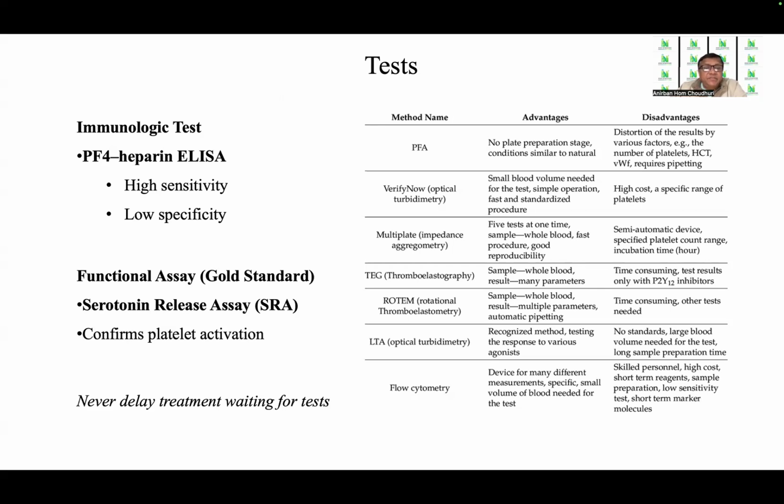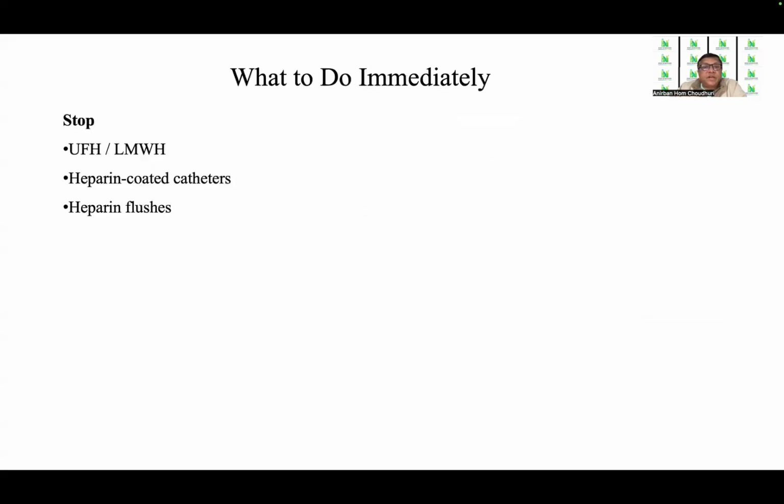But never delay treatment waiting for tests. Whenever you suspect HIT, heparin-induced thrombocytopenia, and the risk is high as per the 4T score, you should start the treatment while sending the tests. So what should be done immediately? You should stop unfractionated heparin or low molecular weight heparin, whichever heparin the patient is getting. Also stop all heparin coated catheters if they are being used, and heparin flushes.